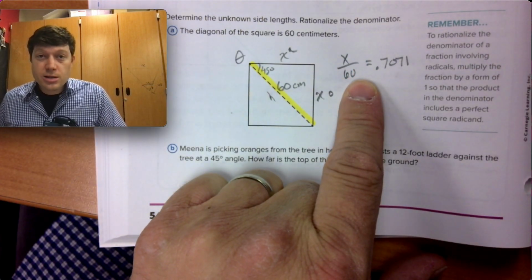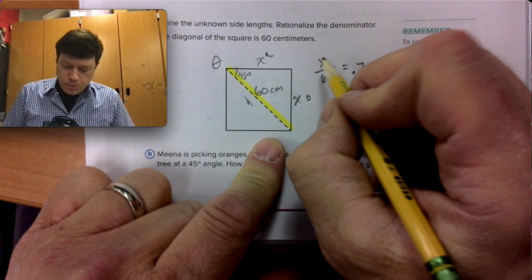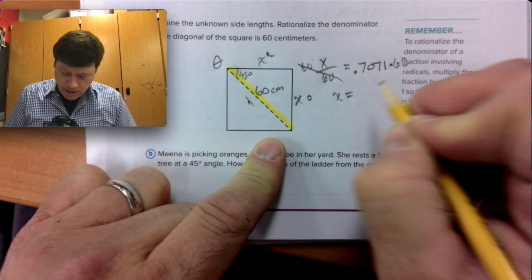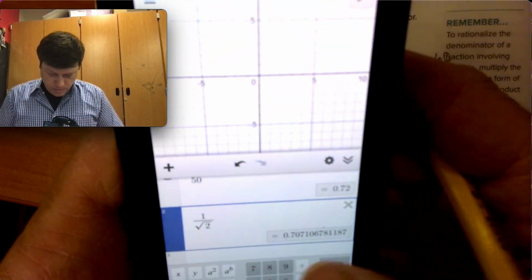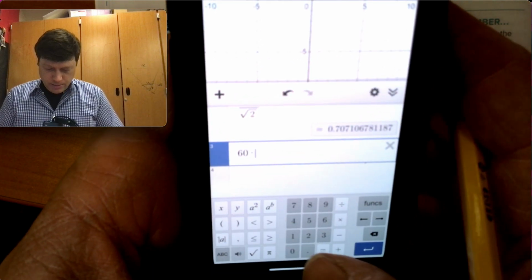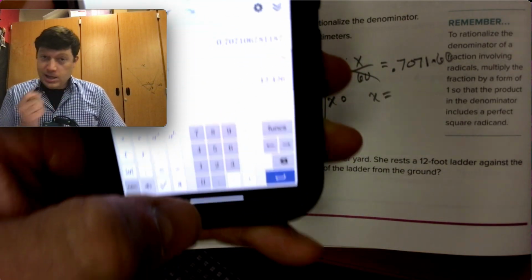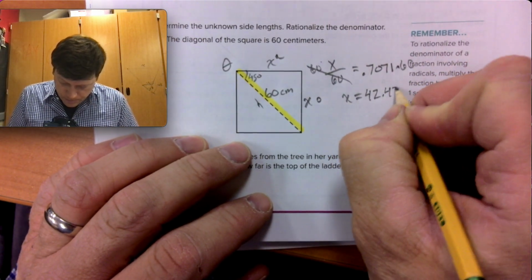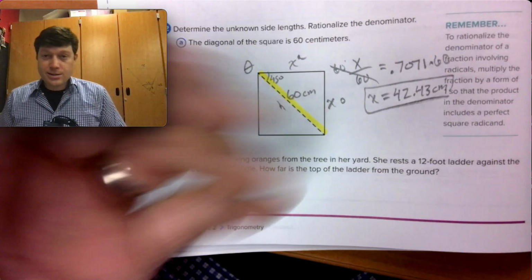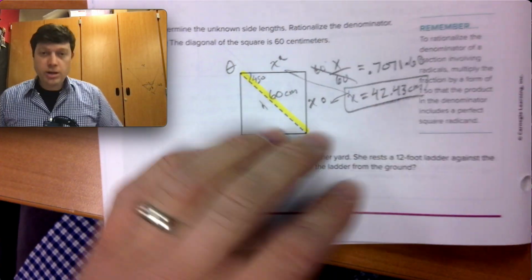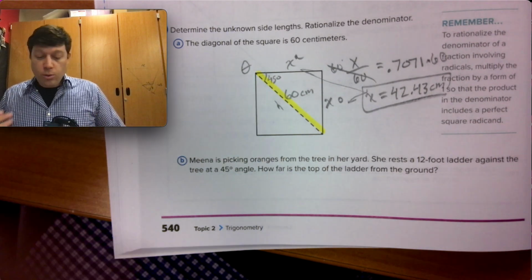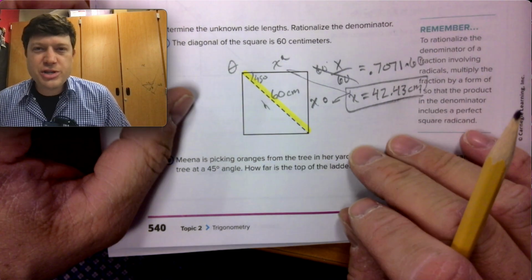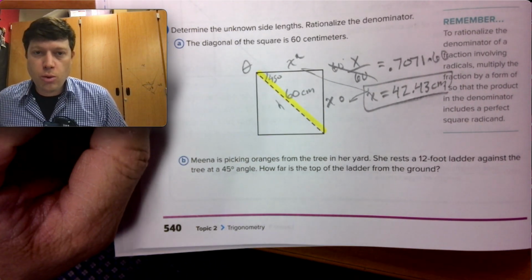Solve for x. Cross multiply is too much. Just multiply by 60, both sides. X equals 60 times 0.7071. X equals 42.43 centimeters. That's that length and that one. That's what we get to do with knowing that when we have a 45, 45, 90 triangle, it helps us solve problems faster because we're not left in the dark. We have a path forward to know what our answer should be.